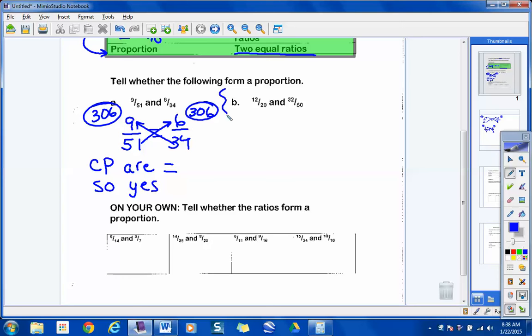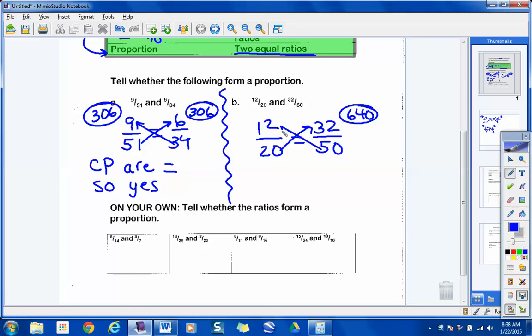So, yes, it is a proportion. Let's look at part B right here. Let's see if 12 over 20 and 32 over 50 are equivalent by using cross products. Does this form a proportion? Oops, not 52. It should be 50 in the denominator, right? Okay, how about this? I know that 20 times 32 is 640. 12 times 50 is 600. How about your cross products here? No. Okay, so I could write cross products are not equal.